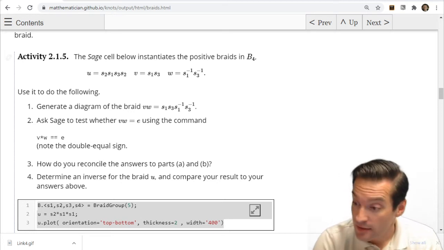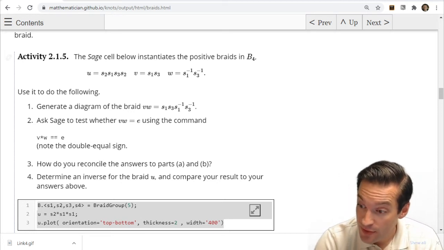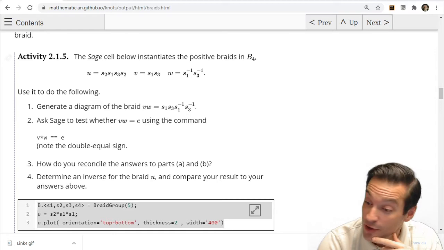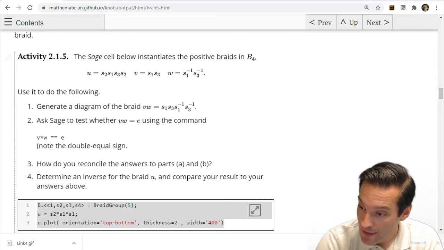What I'm asking you to do in activity number 5 is to take these 3 braids, U, V, and W, and each one of them is spelled out here with braid language. U and V are positive braids, but W is not because it has negative crossings in it. So I'll have you generate a diagram of the braid VW using this Sage cell down here.